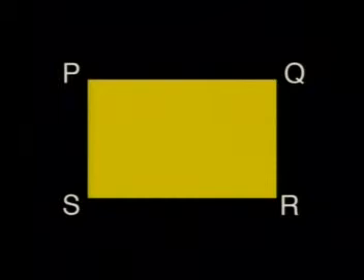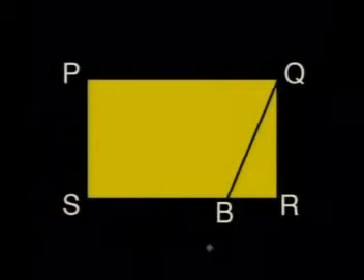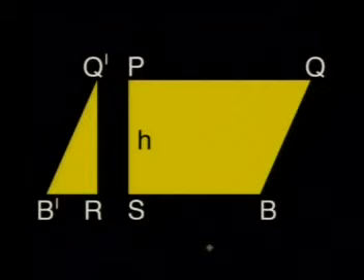I've made a new shape. Do you recognize the new shape I've made? Did you see that I have made a parallelogram? Let's have a look at this again using a graphic. So if I make a triangular cut from the point Q to the base SR, and I'll call this point B, we have a triangle that we can move across to side PS.